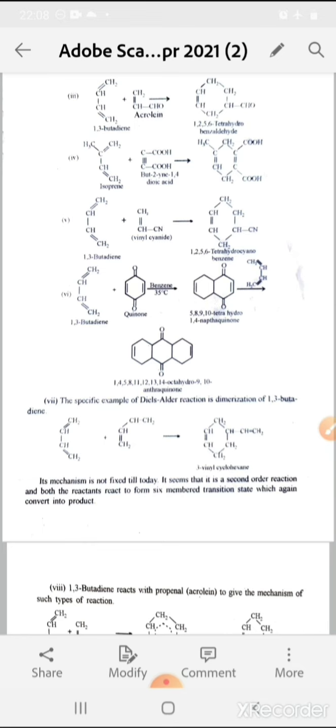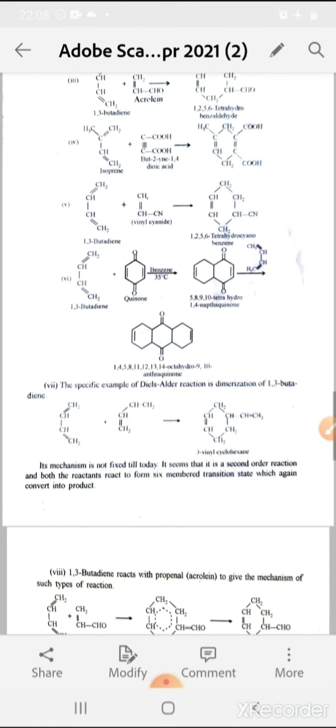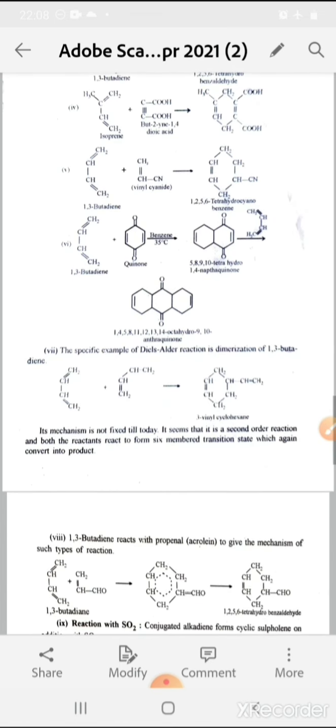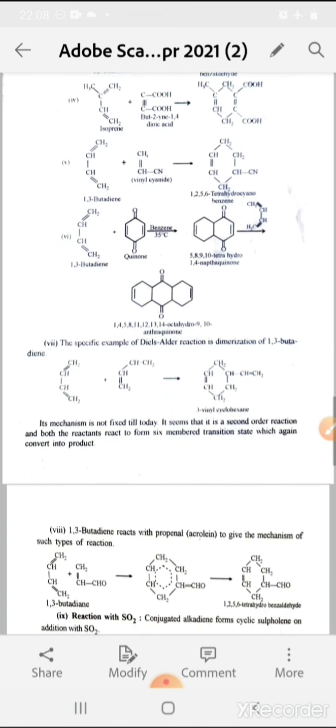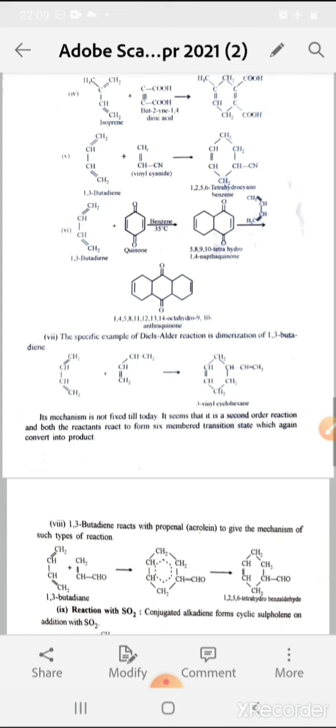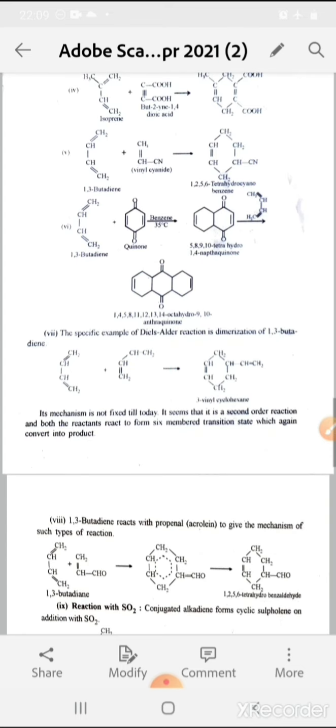Now the sixth reaction is 1,3-butadiene reacts with quinone in the presence of benzene at 35 degrees centigrade and forms 5,8,9,10-tetrahydro-1,4-naphthaquinone, which reacts with another molecule of 1,3-butadiene forming 1,4,5,8,11,12,13,14-octahydro-9,10-anthraquinone. The specific example of the Diels-Alder reaction is dimerization of 1,3-butadiene. In this, two molecules of 1,3-butadiene react together to form 3-vinylcyclohexene. Its mechanism is not fixed till today.